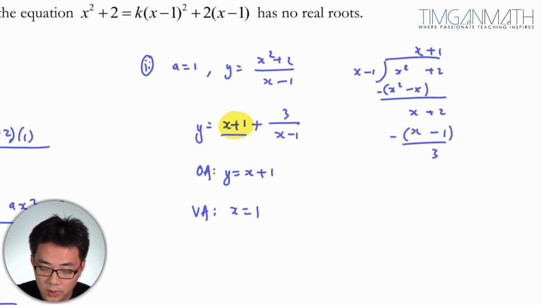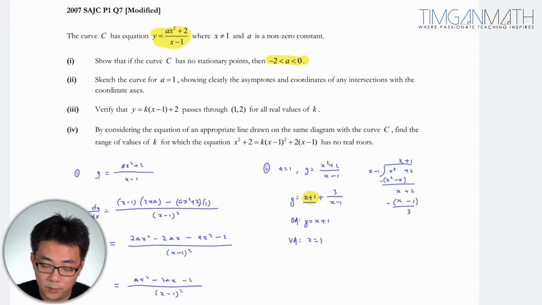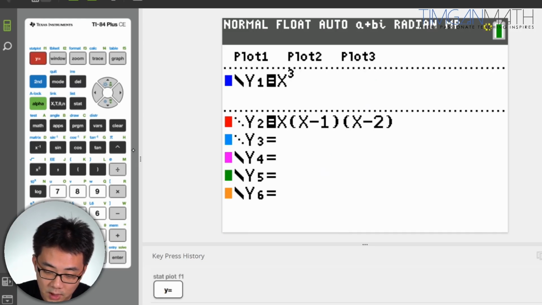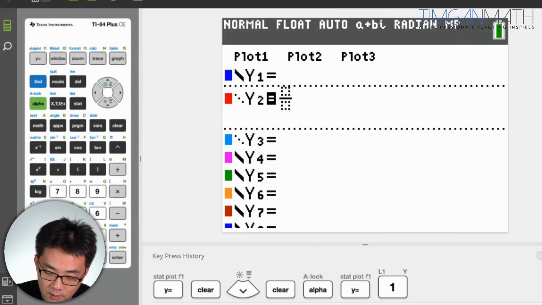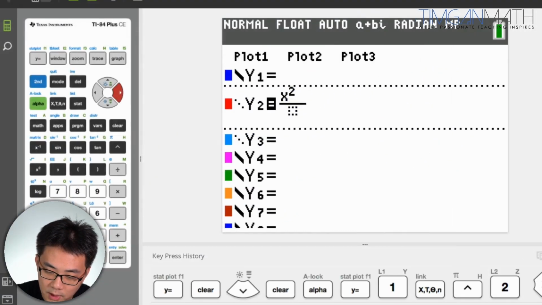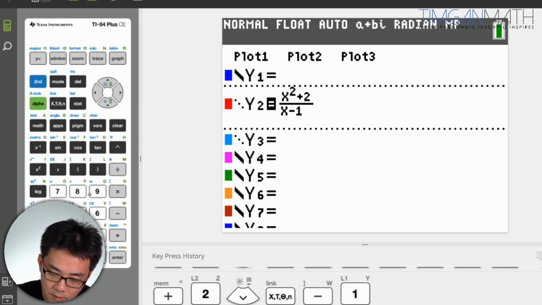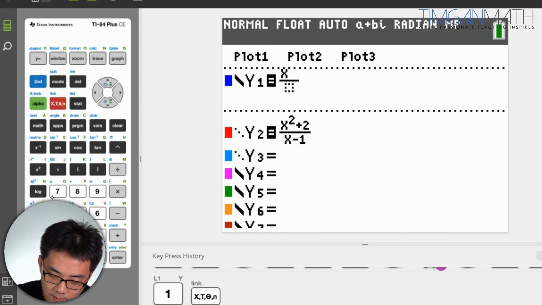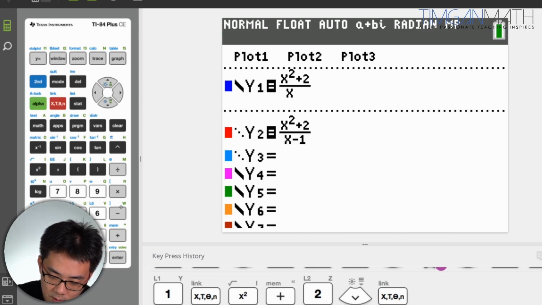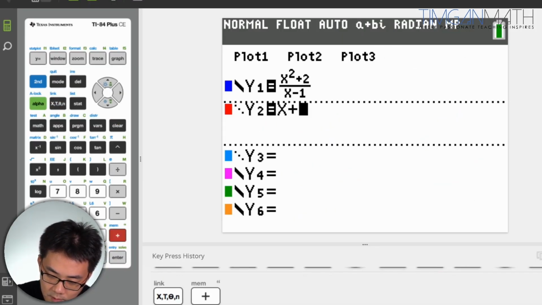It's pretty okay. So when you key into the calculator, I usually advise you students to key this in, and afterwards just check and plot in your oblique asymptote there. So let's look at this part here. It will be x squared plus 2 over x minus 1, oh, the wrong one that I did. So x squared over x minus 1, then this oblique asymptote will be x plus 1, and we just graph it.